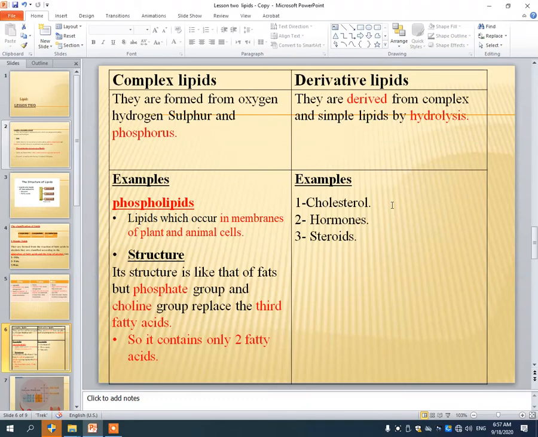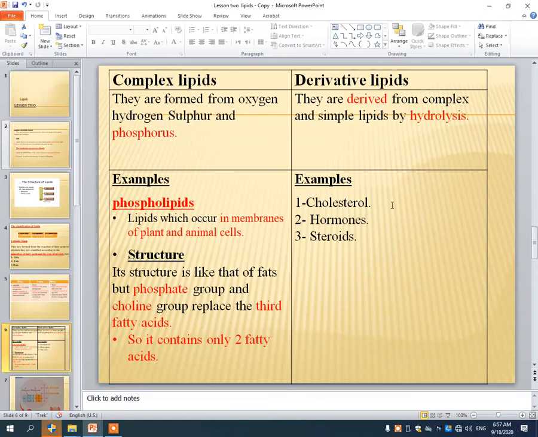Like phospholipids. Phospholipids, we can find them in the membrane of plant cells and animal cells. The plasma membrane of plant cells and animal cells has phospholipids in its structure. Okay, the structure of phospholipid.